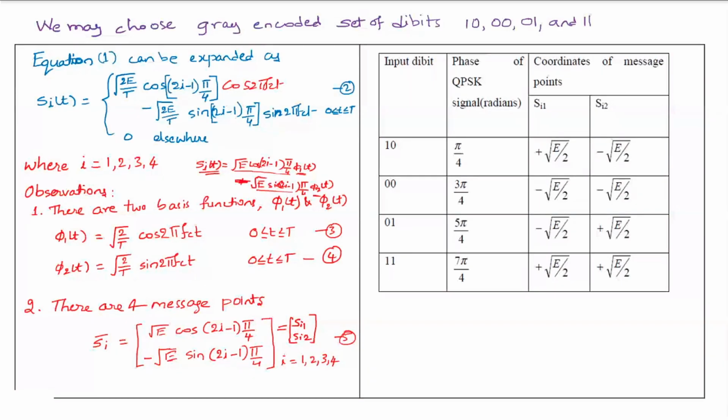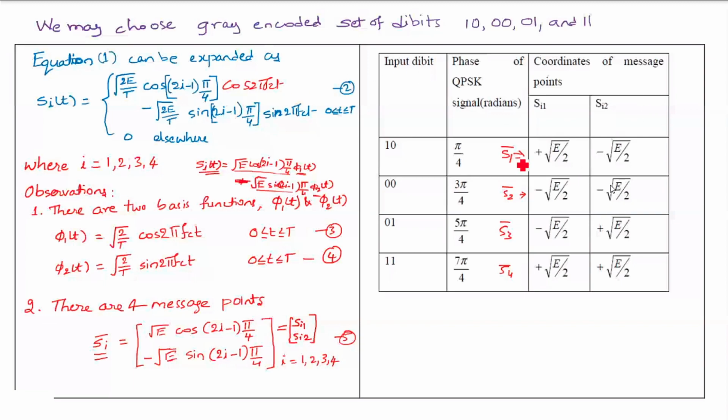We can have these points in the two-dimensional vector space, that is, the vector Si can be Si1, Si2. This corresponds to vectors S1, S2, S3, S4. You can see the corresponding points here, so Si1 and Si2, with the square root of E.